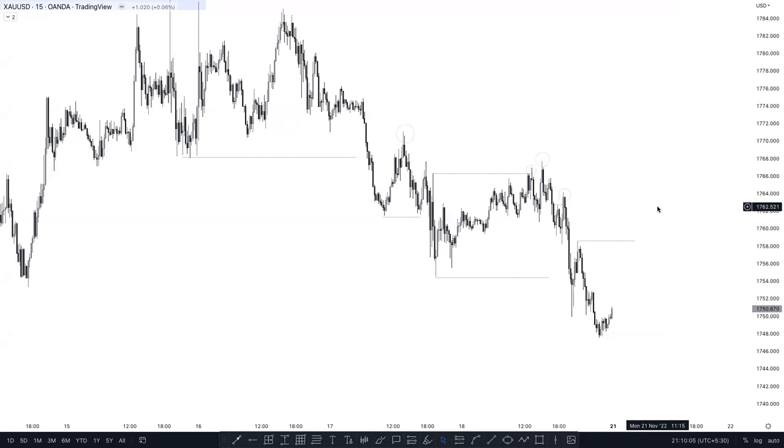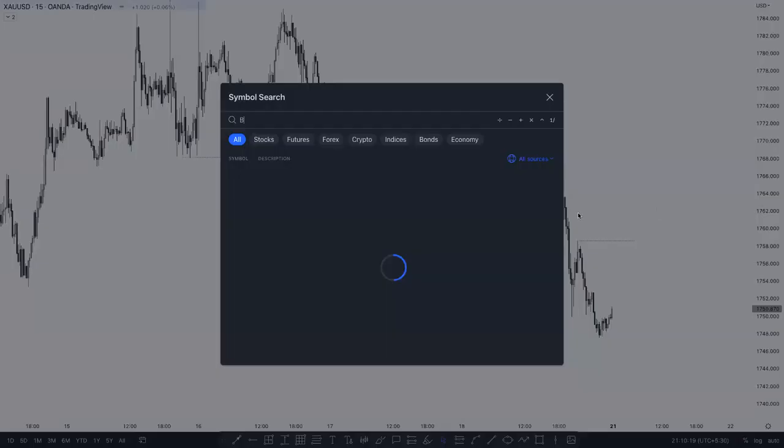The higher time frame tapped your POI, and the lower time frame, the 15-minute, is also looking for continuation to the downside. So you have to wait for it to take out this high, and then you can sell here. Let's switch to Bitcoin.